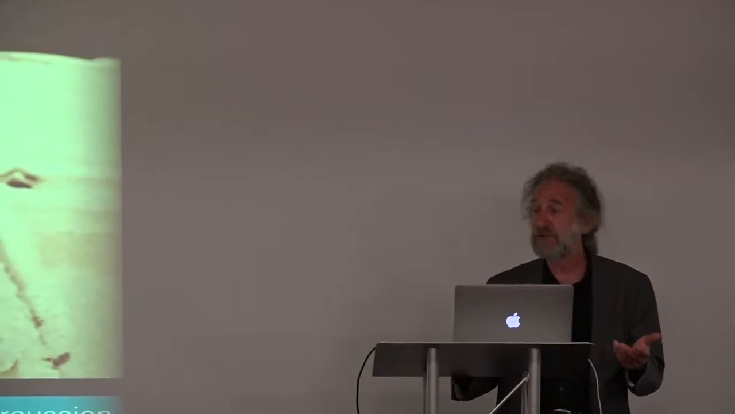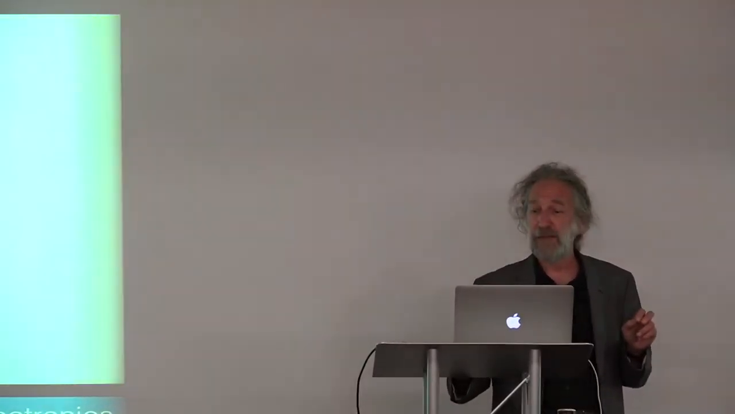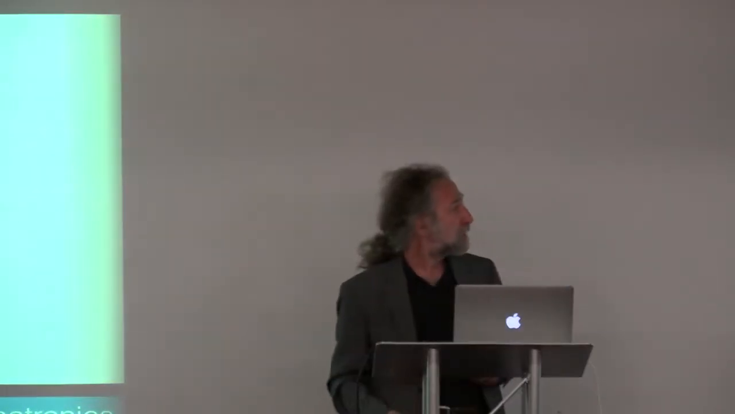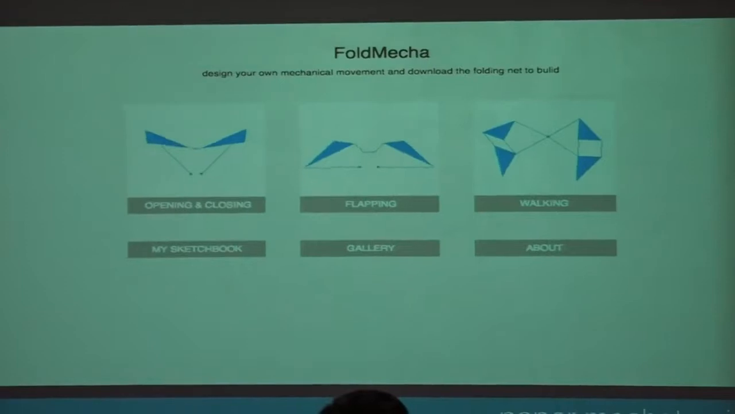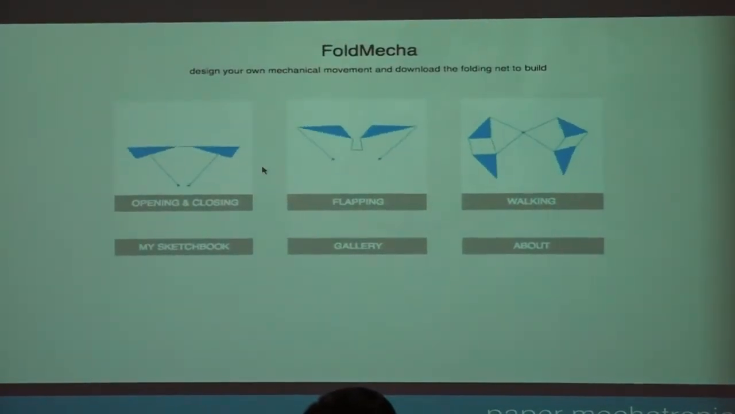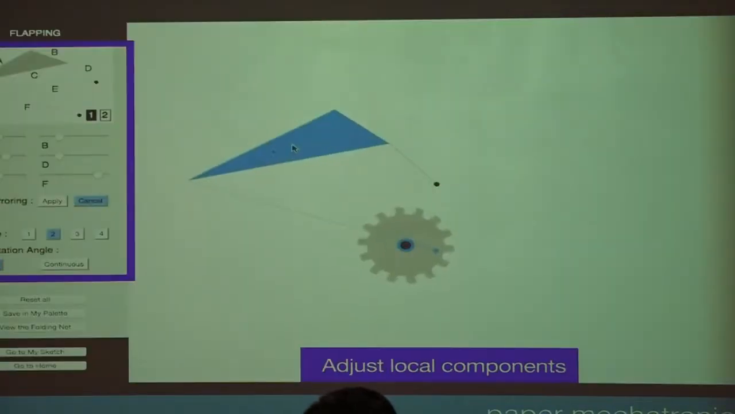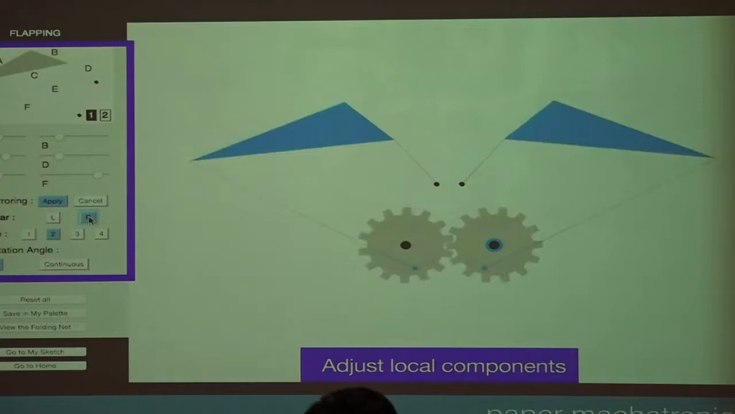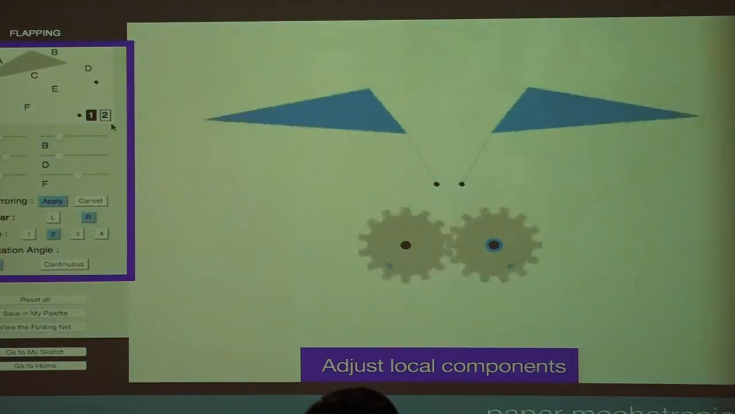So what are the software tools that you might use, the computer-aided design tools, if you can stand it, that let you do this? So here's Fold Mecha. And she walks you through the whole process. So you can see on the left-hand side, you're changing the parameters of the mechanism.